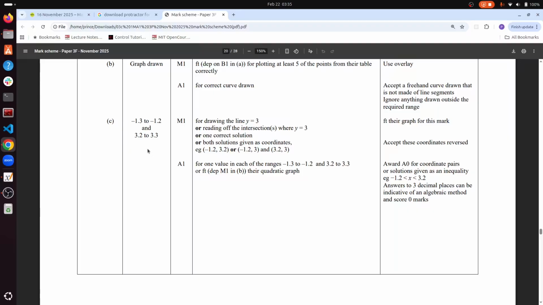So the most important thing about this question is you can see that my own values there are minus 1.1 and 3.4, but you can see what it says here: for one value in each of the ranges, or you should follow through depending on M1 in B. So depending on the values they've had in their own quadratic graph, you don't have to have exactly these values, but yes, that's correct as well.